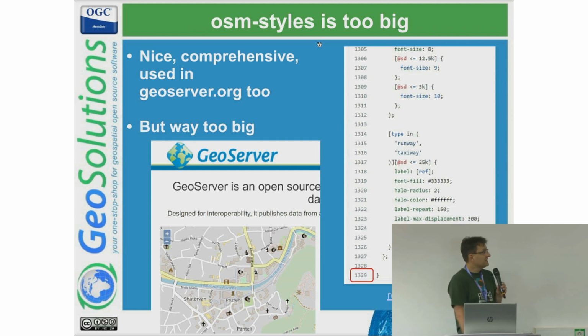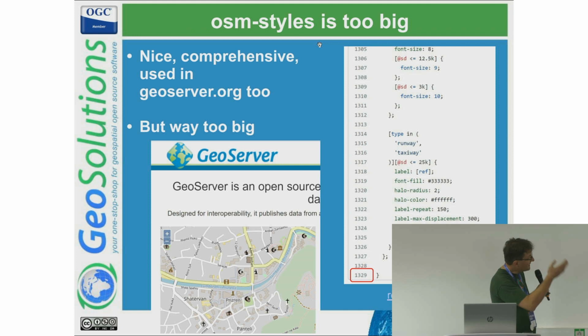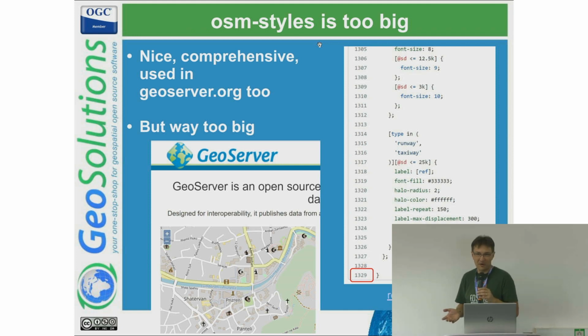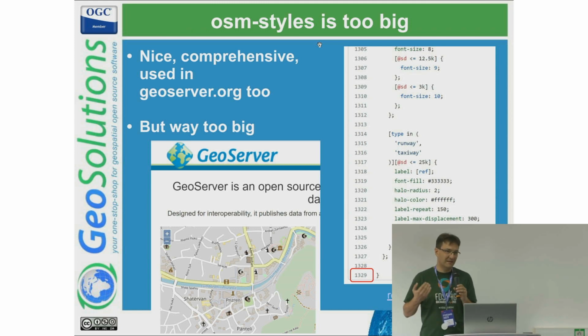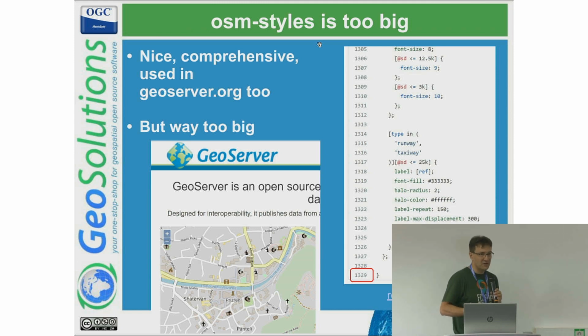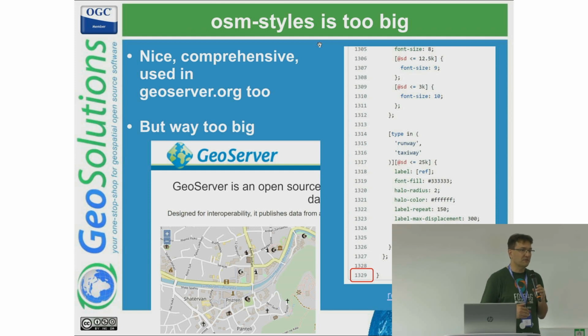But the problem is, if we just have a look at the road.css style, which is one of the most complicated, and I picked it on purpose, you can see it's 1,300 lines of CSS, which defeats the purpose of trying to explain it in a teaching session. It's just too much. It's too complicated. I wanted something simpler, yet interesting.